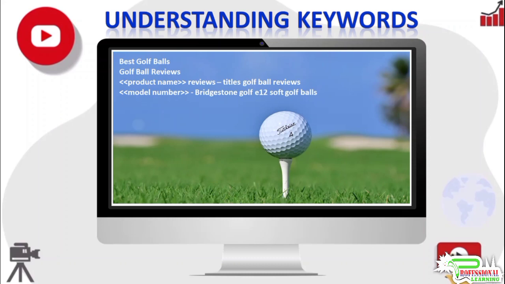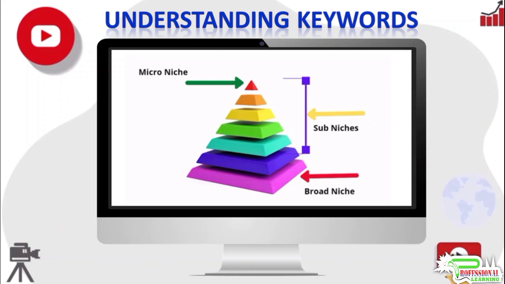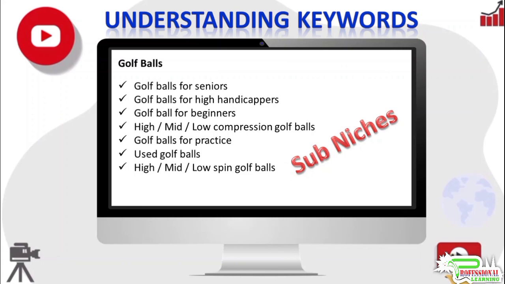In addition, within any niche, there will be several sub niches as well. We need to find those and target them as well. These could be the sub niches of the main niche, golf balls. In general, we go after keywords like best product, product reviews, product name review, and model number.